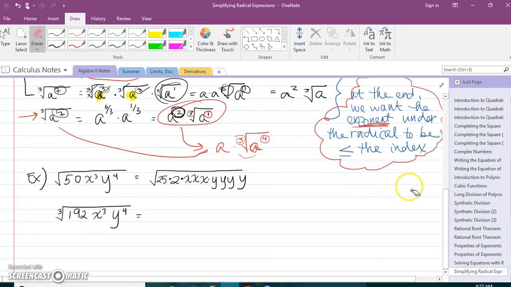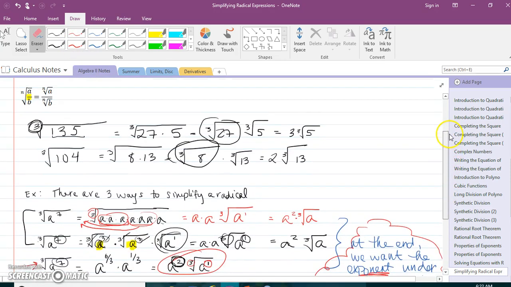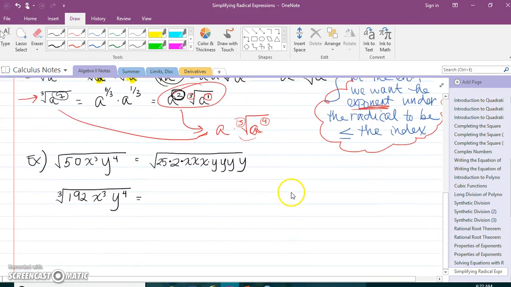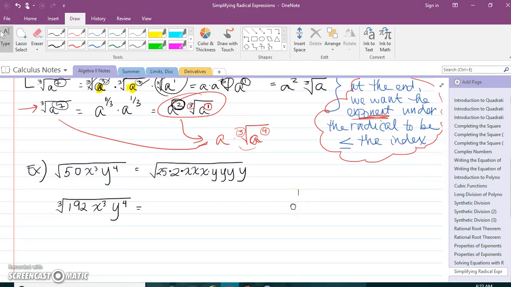Let's do two examples that combine what we just did with the numbers and the variables here. And you can have numbers and variables together. You just have to remember to treat the numbers as numbers and the variables as variables. Don't do the same thing for them. Make sure you wrote this note down for yourself before you move on to the examples.